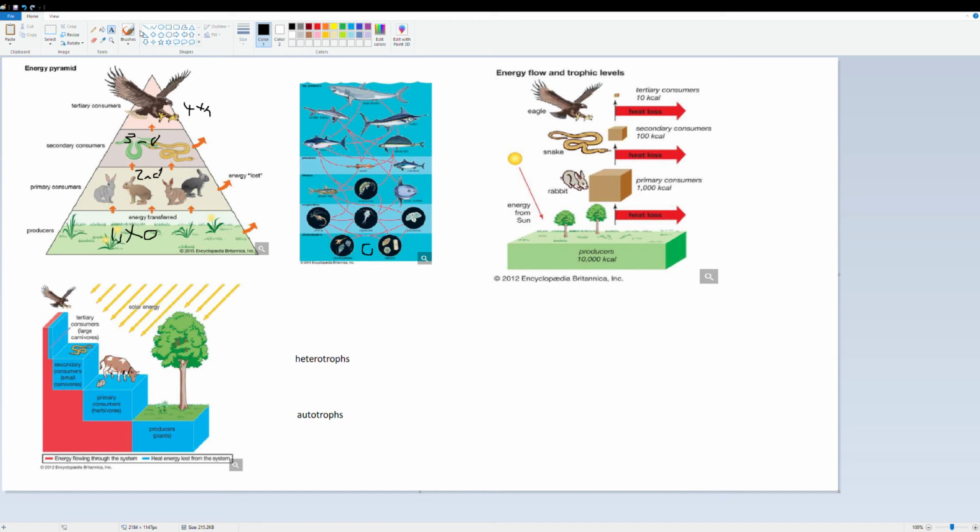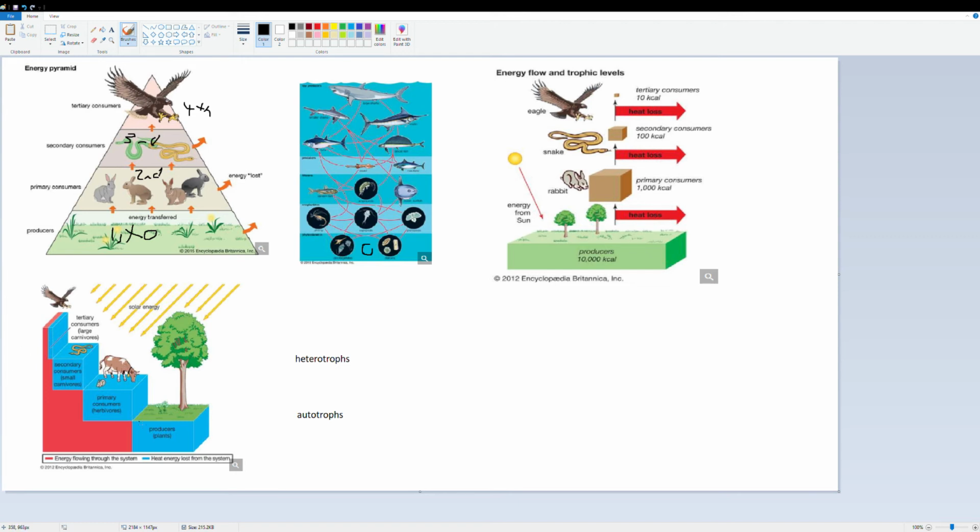What we're going to see in this image down here in the bottom left corner is that there's energy flowing through the system. First you have the producers with the large amount of energy, and then the energy lost from the system. As you move up, more and more energy is being lost from the system, essentially through heat of some kind. This is what they call the first law of thermodynamics, where energy will be lost to heat through the system.